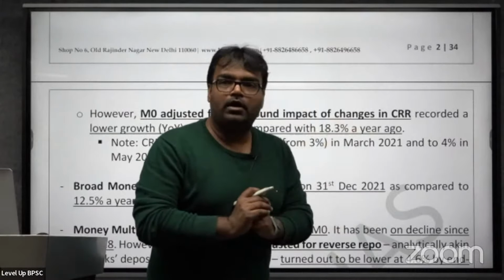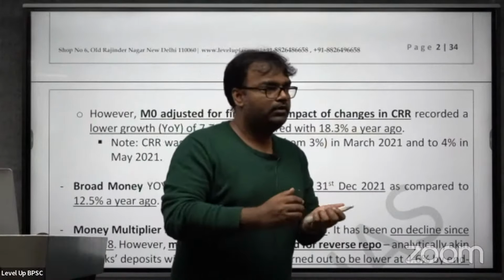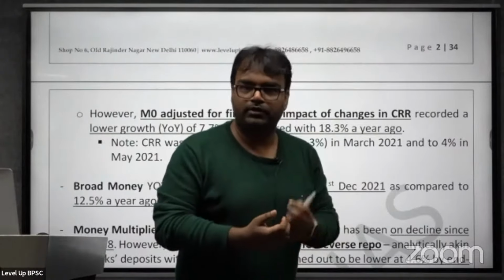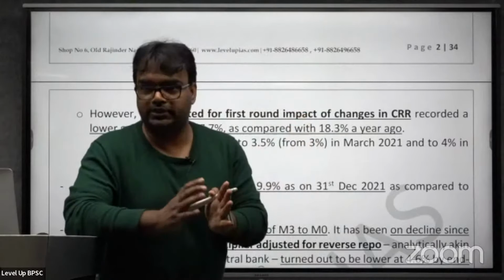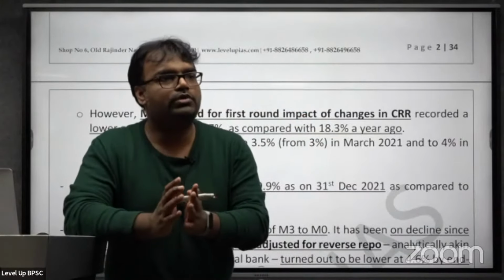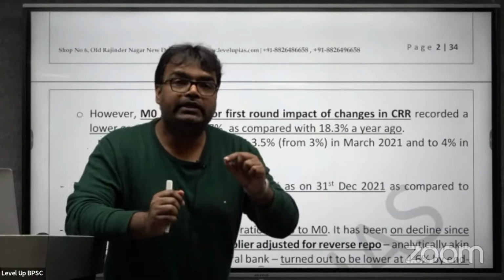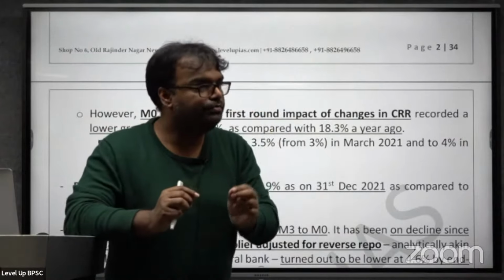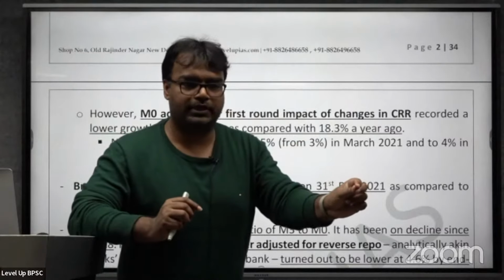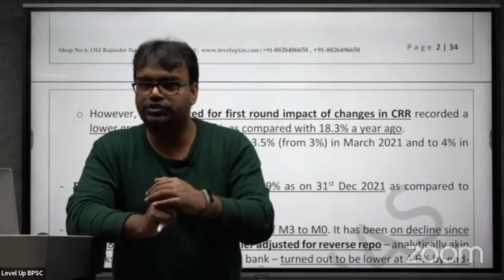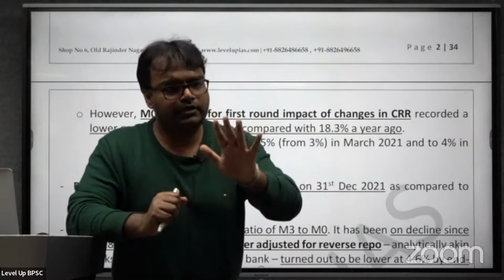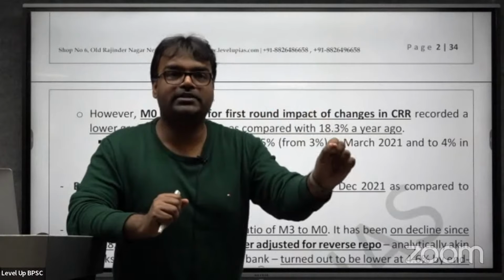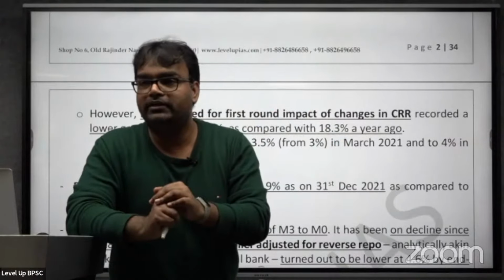Now, first we reduced the repo rate, reverse repo rate, everything. We wanted more money in the economy. But in March 2021 and in May 2021, we increased the CRR. That is, banks should be keeping more money with RBI so that the risk associated with the functioning of the bank is reduced. Now, when CRR is increased, what would happen to money supply?